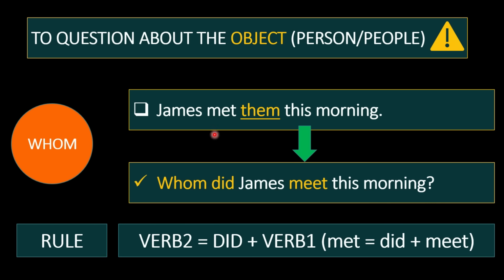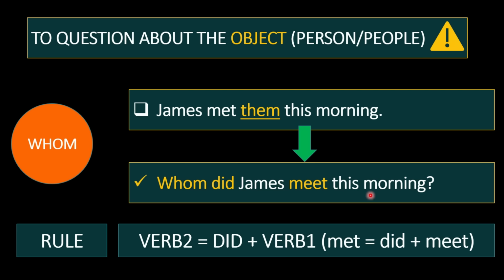The rule here is met is V2, and when we split V2, we get did and verb 1. This is what we need to do when we make questions. So we have to split this verb 2 into did plus verb 1, like did plus verb 1 is meet. Look at this here, met can be split into did plus meet. Then you get did meet and you put the subject in the middle between the two words, and then you use the WH word at the beginning.